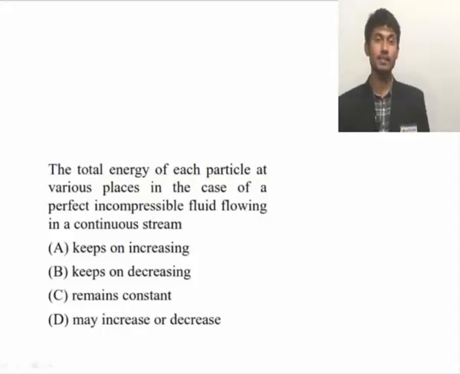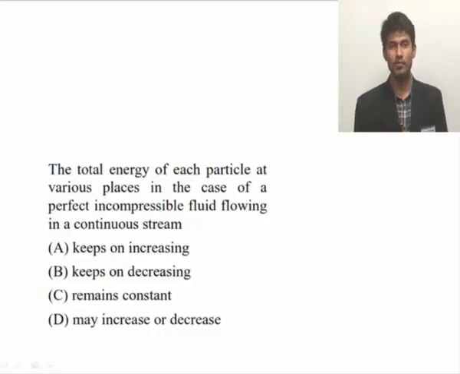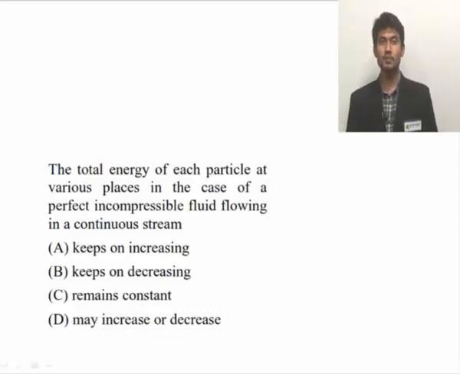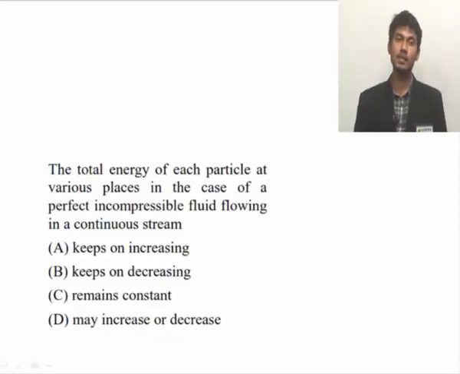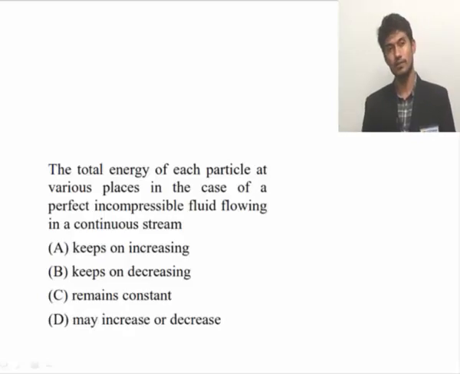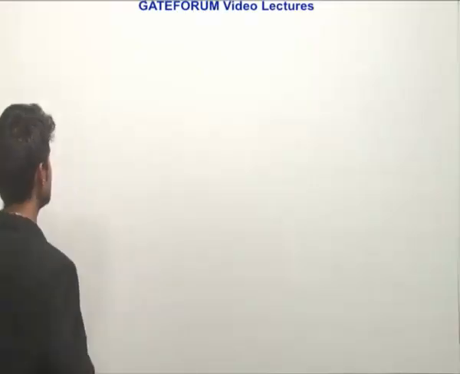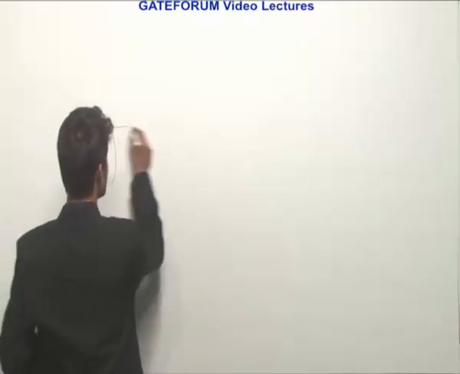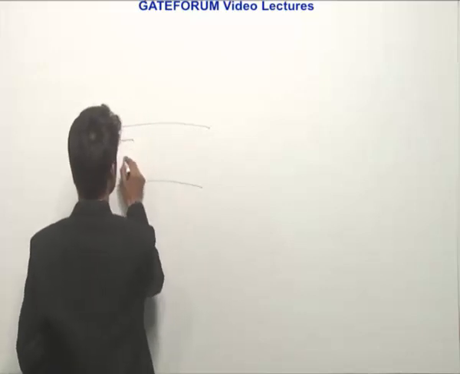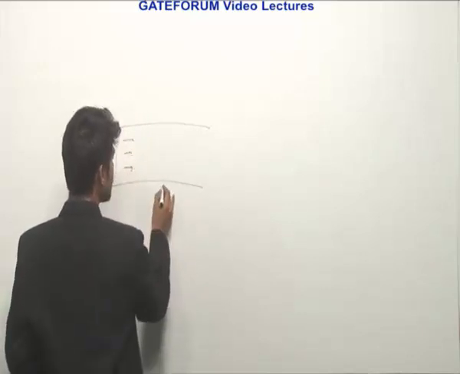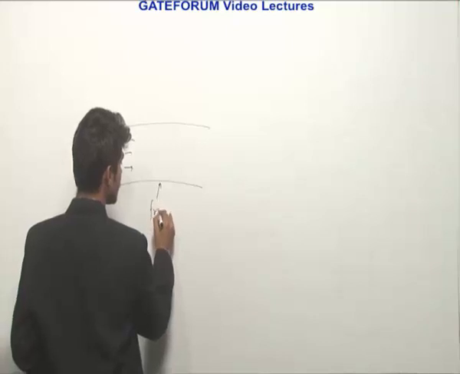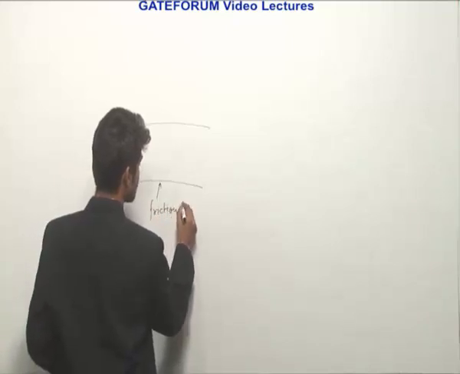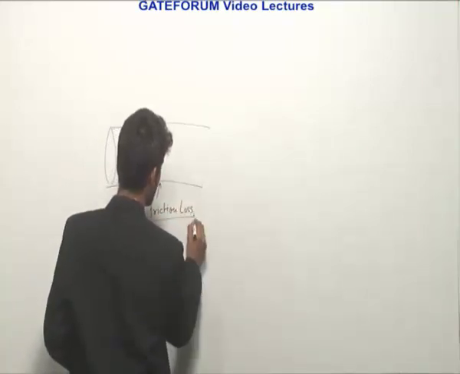The total energy of each particle at various places in case of a perfect incompressible fluid flowing in a continuous stream: A, keeps on increasing; B, keeps on decreasing; C, remains constant; D, may increase or decrease. Now the total energy, if we consider any continuous flow, in this flow there will be friction losses.